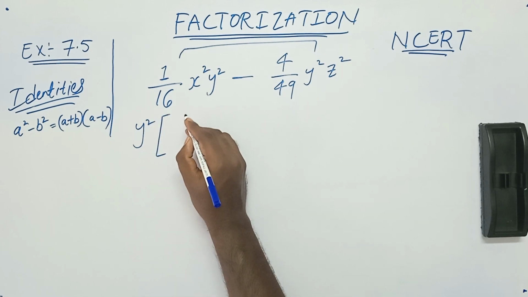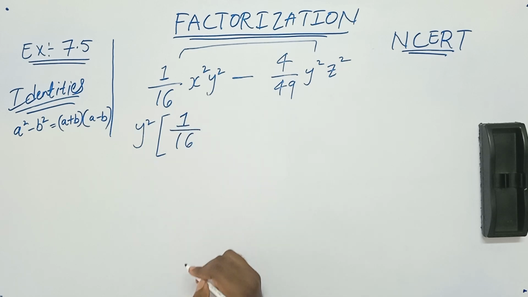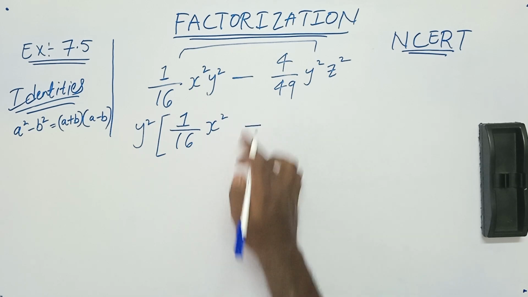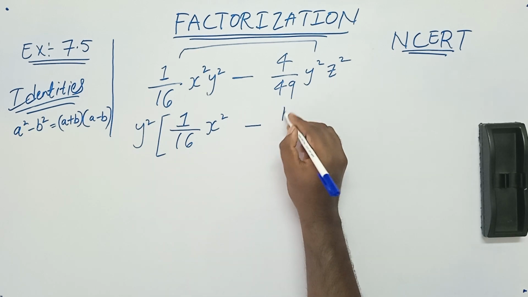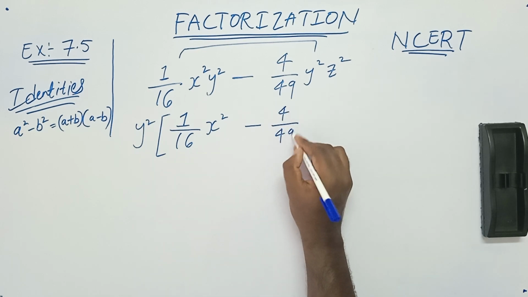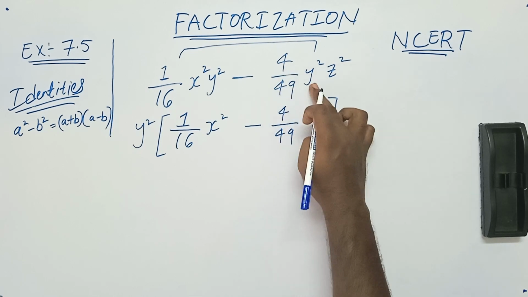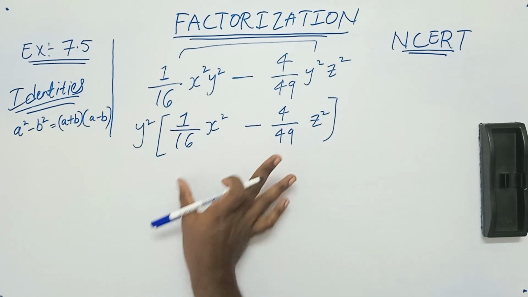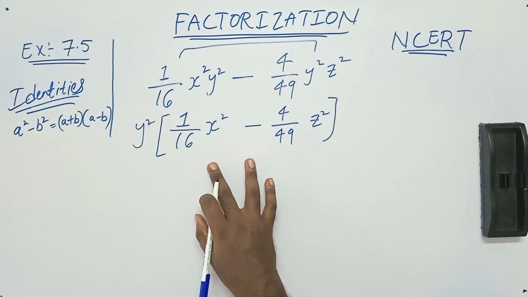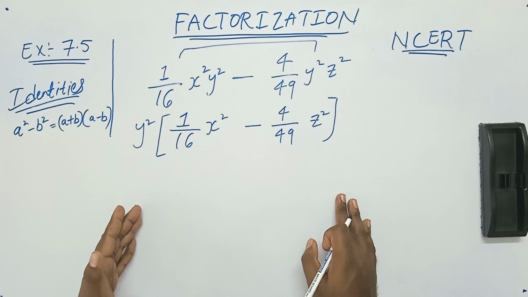So it becomes 1 upon 16 times x square. Here you have a minus sign, we're going to keep the minus sign. So y square times 4 upon 49 z square is 4 upon 49 y square z square. So we got the value within the bracket. So now if you observe the value within the bracket, there is something that we need to change to get the product of its factors, right?